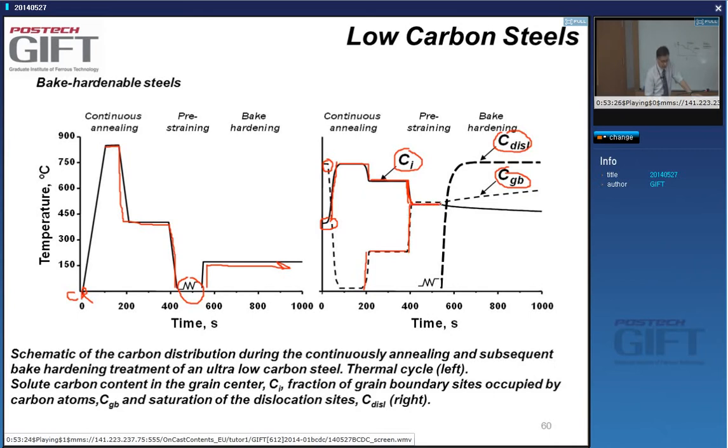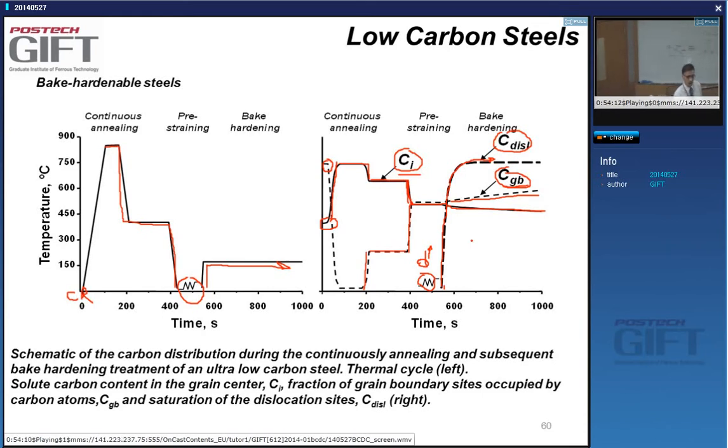Deformation here creates a large amount of dislocations. The amount of dislocations increases. So when I do the low temperature annealing, a lot of the carbon goes to dislocations, and that's what causes this decrease in interstitial carbon, and with time you also get an increase in the amount of carbon that goes to grain boundaries. So this is an important aspect.